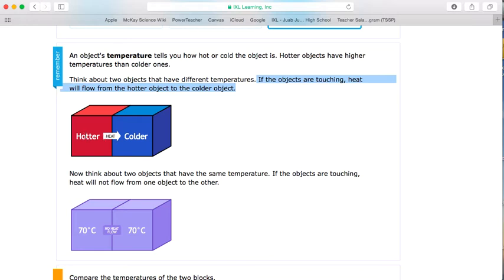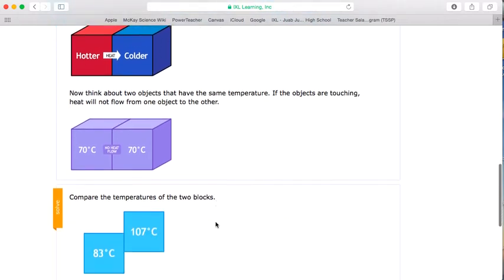So students, even if they've never seen this before, can understand that heat will go from the hotter object to the colder object. Well, what if the blocks were the same temperature? If the blocks were the same temperature and if they were touching, there would be no heat flow. So as you can see, because they're both the same temperature, heat is neither going one direction nor the other.